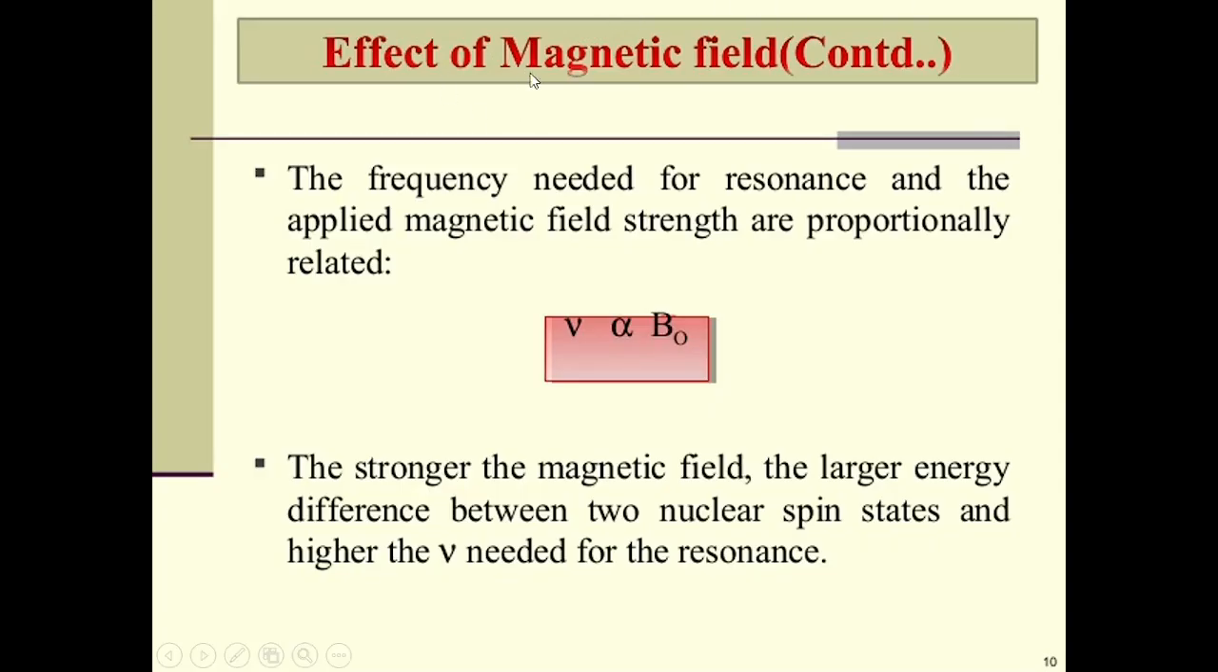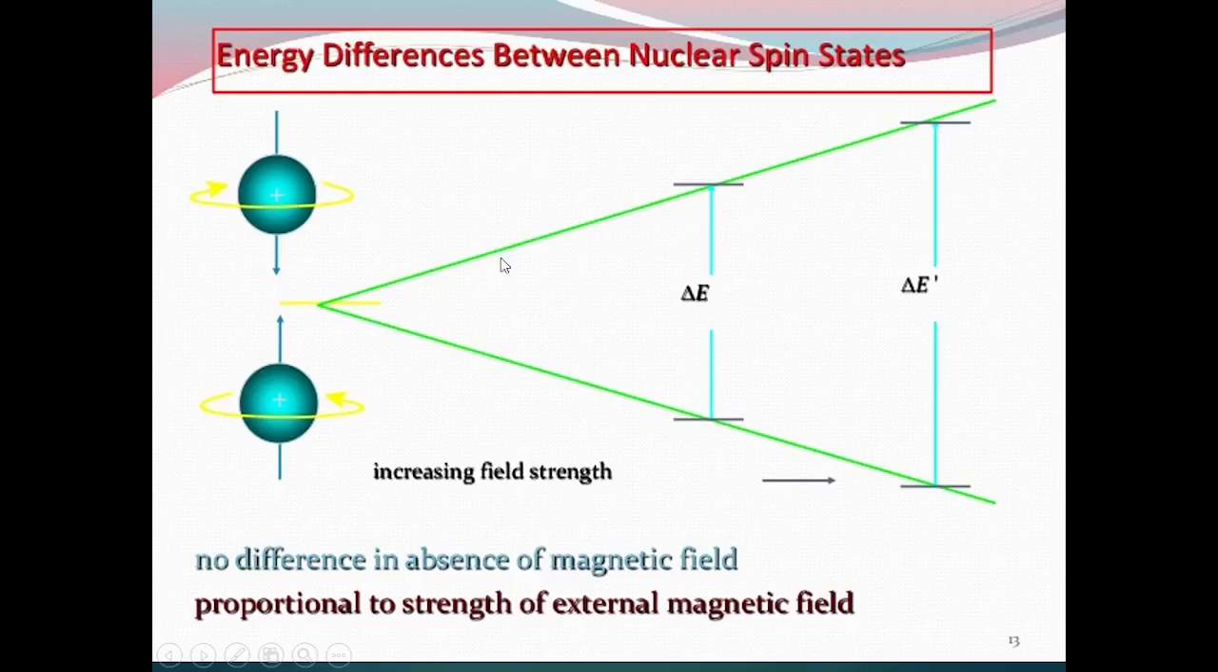Now we discuss the effect of the magnetic field. The frequency needed for resonance and the applied magnetic field strength are proportionally related, as nu is proportional to B0, where nu is the frequency of radio waves absorbed and B0 is the applied field. These are directly proportional. That means when we increase the applied field strength, the frequency of the radio waves absorbed will also increase. The stronger the magnetic field, the larger the energy difference between the two nuclear spin energy states and the higher the nu needed for resonance.